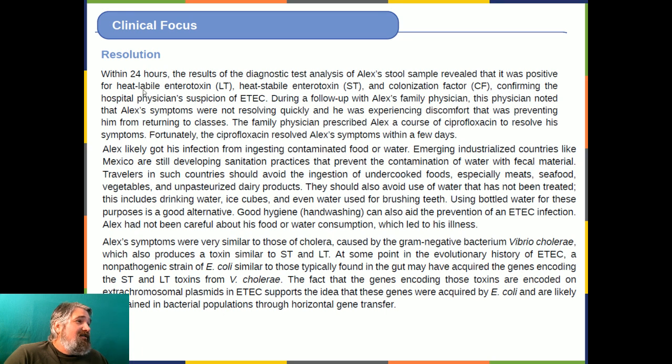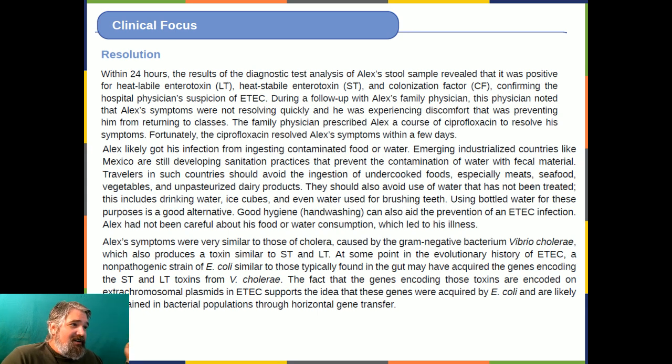So the PCR result would have been positive: they found the genes coding for the heat labile enterotoxin, the heat stable enterotoxin, and colonization factor, confirming ETEC. Alex's symptoms were not resolving quickly, so he was prescribed antibiotics, and the Cipro worked. He likely got the infection from ingesting contaminated food or water.